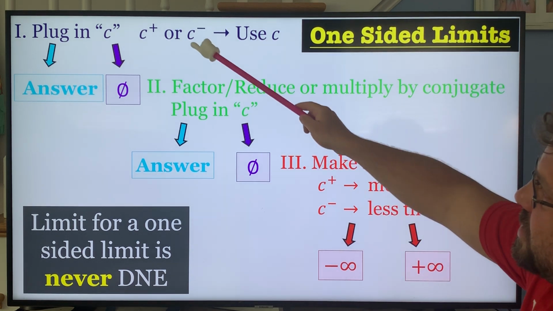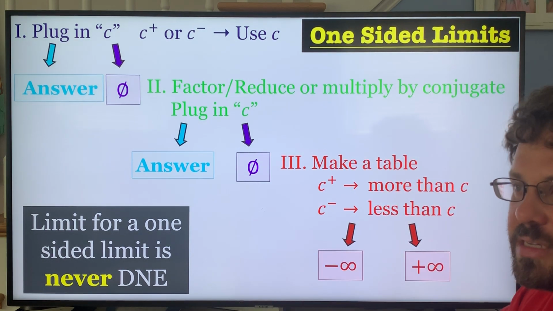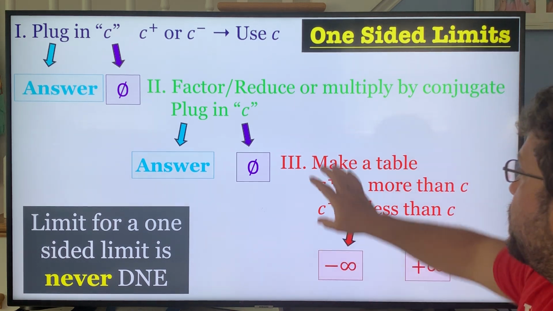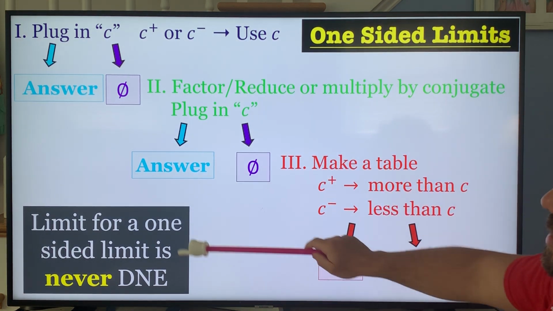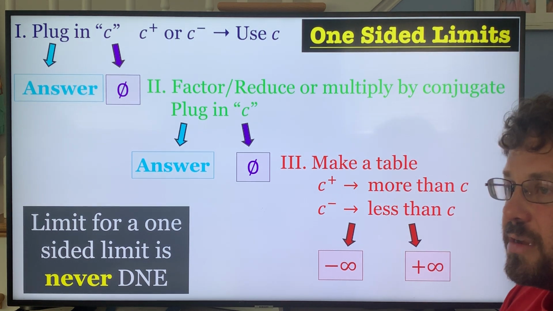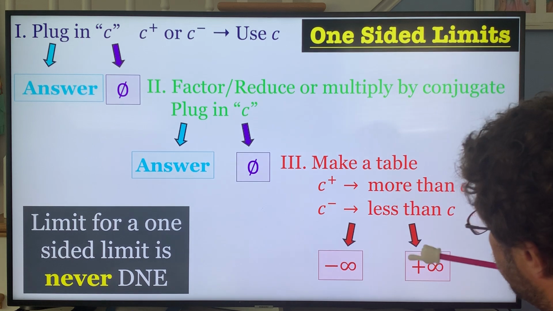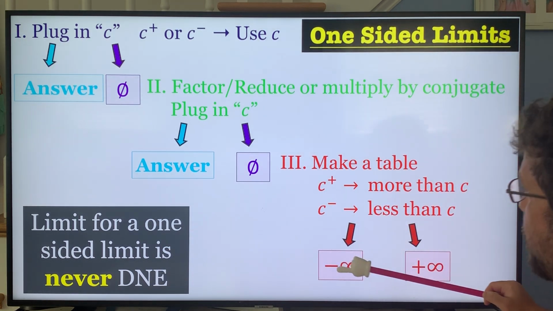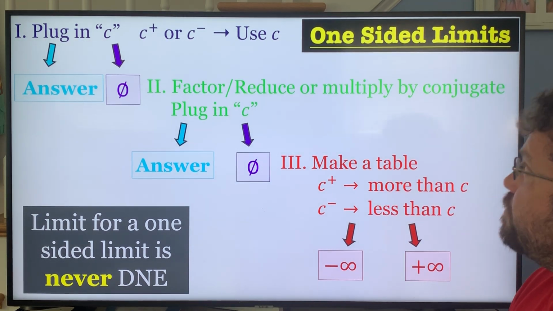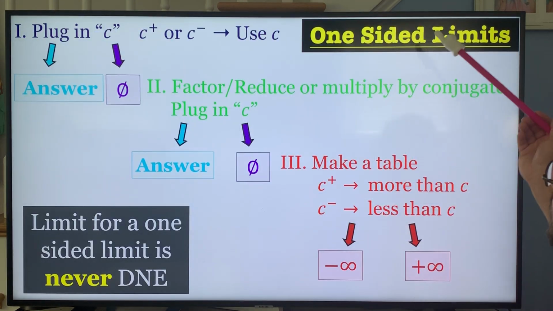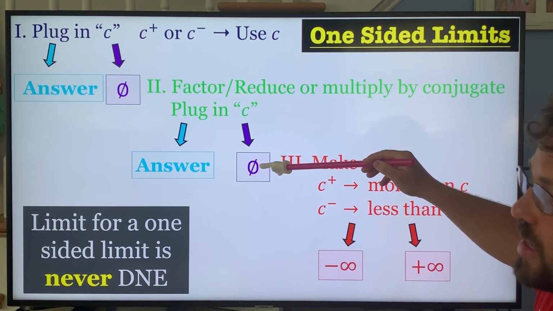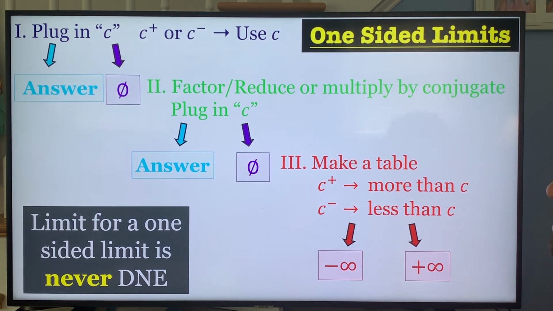If it is a one-sided limit, just use whatever C is. Drop the negative or positive and see if it actually gives you an answer. If it doesn't, once again, you're going to have to go back to making the table. The limit for a one-sided limit is never DNE, and the limit is never going to be undefined. If you get undefined, eventually in the end, it could be DNE, or the one-sided could be infinity or negative infinity. Got it? And this is more like one-sided limits. For regular limits, you would go to pretty much this step, and then it's DNE. One-sided, you need to go to the table.